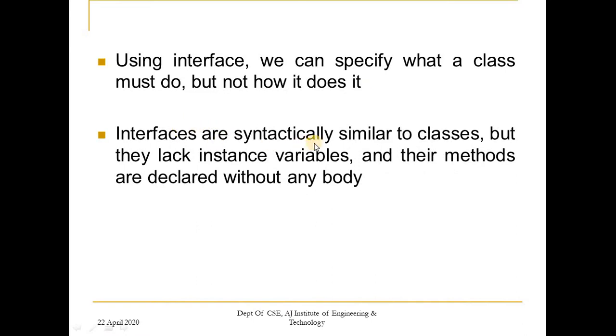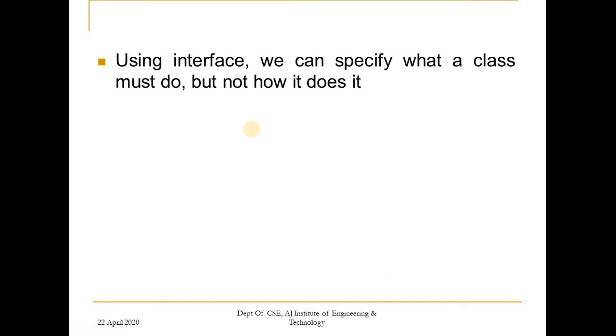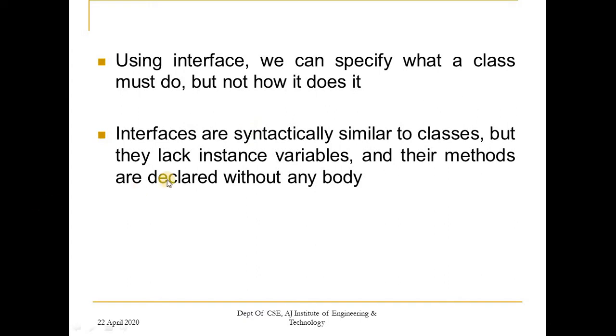Interfaces are syntactically similar to classes, but they lack instance variables and their methods are declared without any body. So just like how we define classes, we have interfaces, but there are no instance variables in interfaces, and also the methods that are declared inside an interface do not have a body. So we just have method declaration, okay, inside an interface. We do not define the method, we just declare the methods. So that is what an interface consists of.